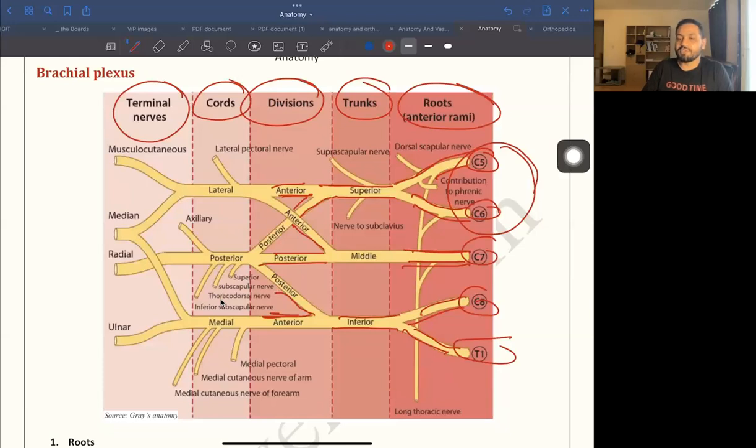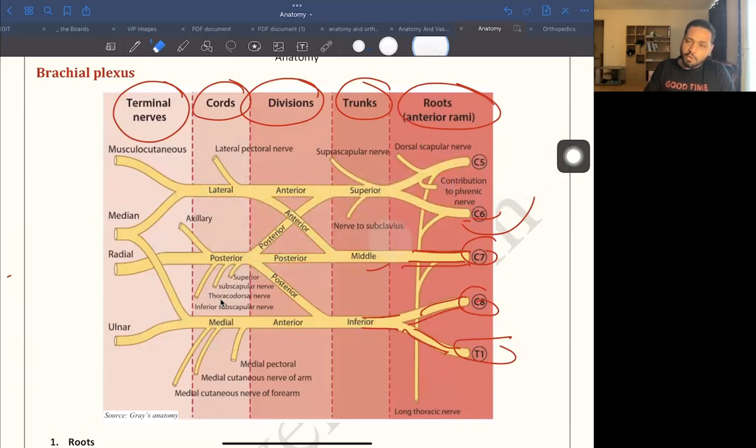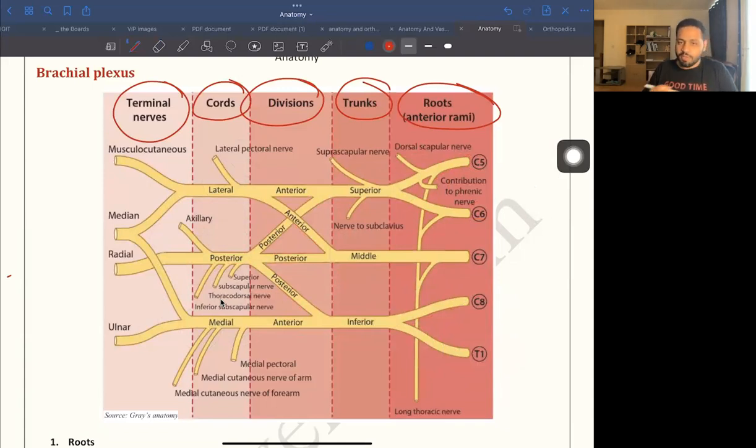Then what happens to division? All the posterior division will unite together to form a posterior cord. The anterior division of the superior and the middle trunk will give you the lateral cord. And the anterior division of the inferior trunk will just continue on its own to form the medial cord. And then the cords is the site where you get loads of branches. Okay, so basically all the branches come from the cord, and we're going to mention this.